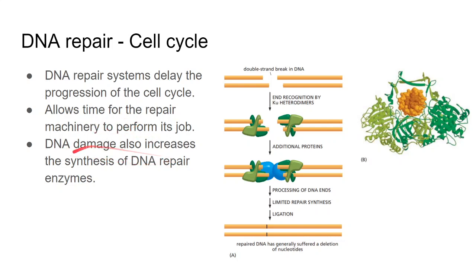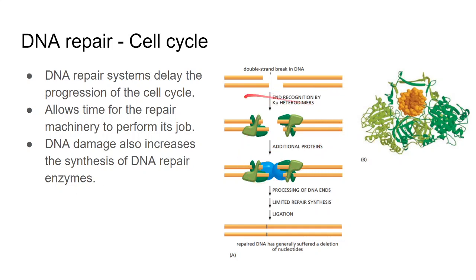And DNA damage also increases the synthesis of repair enzymes. So in a regular cell, you don't have the synthesis of DNA repair enzymes at a higher amount. But whenever a DNA damage is detected, you will increase the synthesis of DNA repair enzymes. More damage, more repair enzymes required. That's the correlation here. The more the DNA damage you have, the more repair enzyme synthesis you will have.